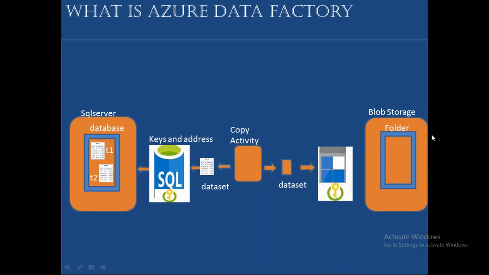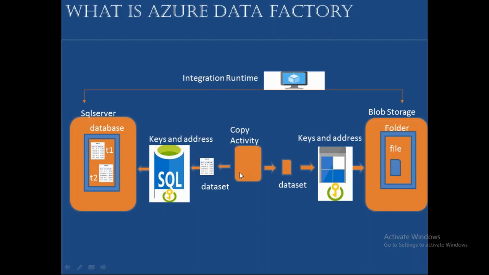First you need to connect to this blob storage. For connecting, I am using keys and addresses. By using these keys and address, I will connect to this blob storage, and into this folder I am able to place this particular dataset, like this particular file. Who is going to do all these things? Here we have something called a server. This server is called the integration runtime. We have some computer, some server. This is going to do this particular job.